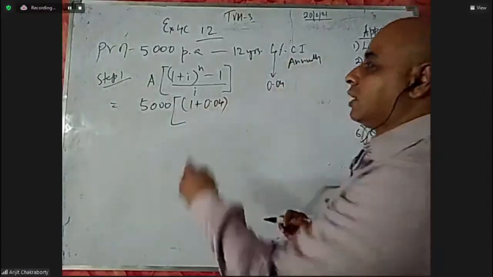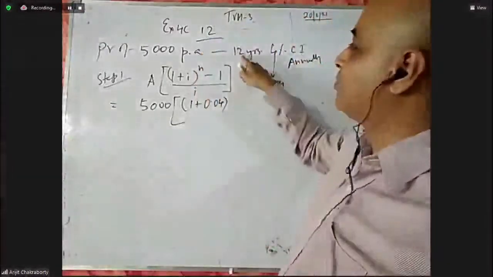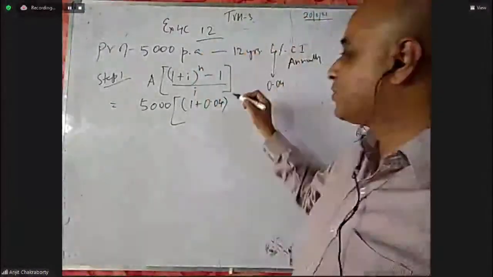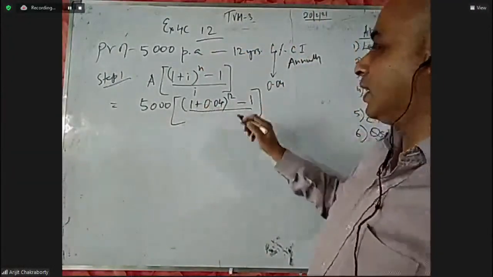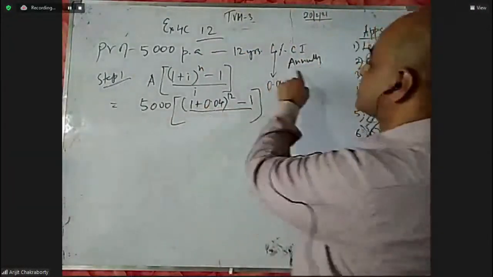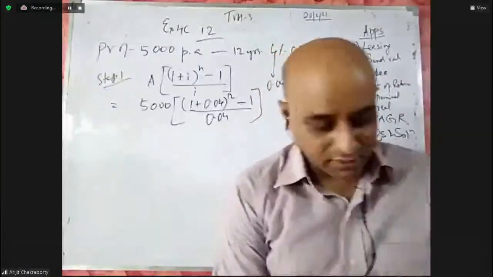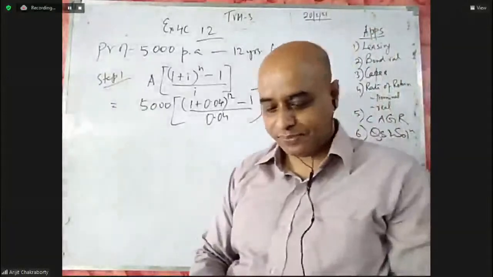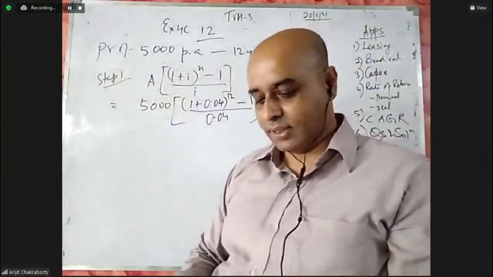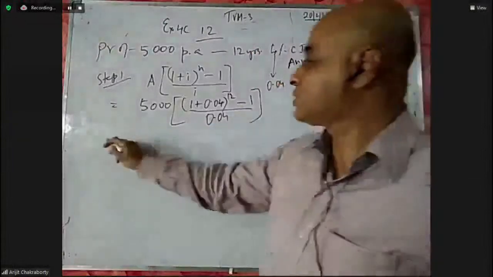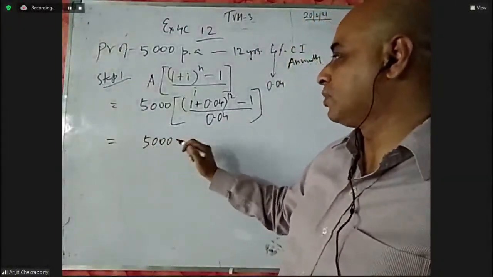I have no alternative but to multiply, because n is 12 years, so go on multiplying. So I write to the power 12 minus 1 by I, and this I is 0.04. So it's a pretty long calculation, but let us do it. If a log table is given, it might be easier, otherwise you have to calculate. So this means 5,000, let me simplify as much as possible.